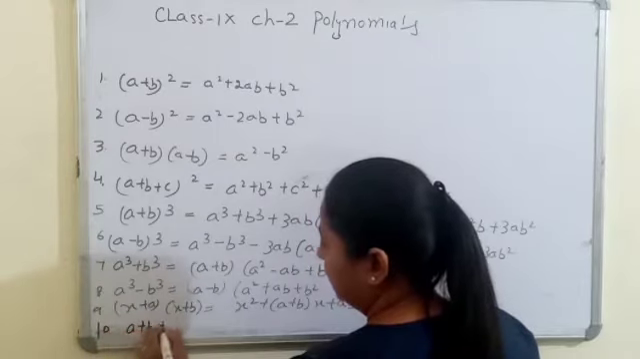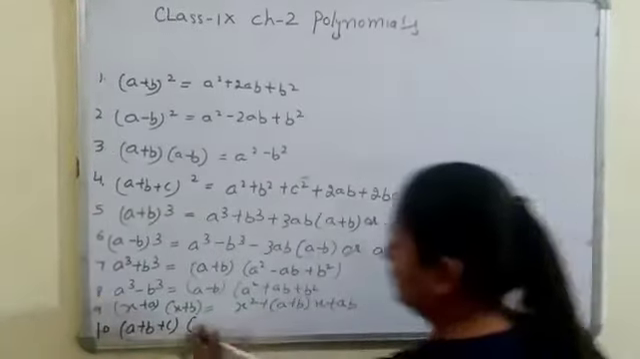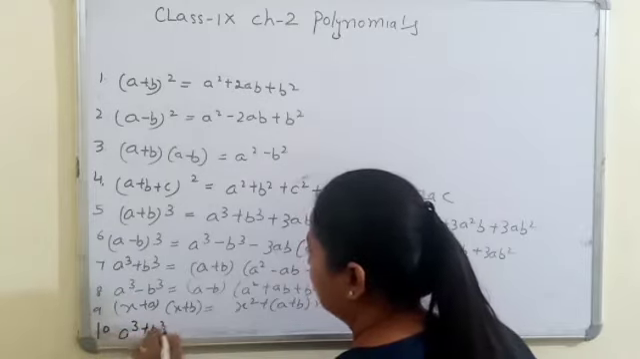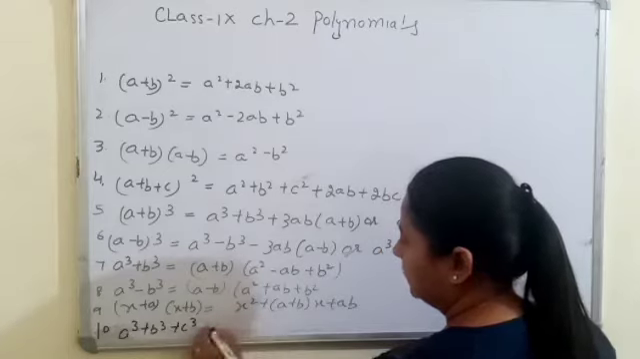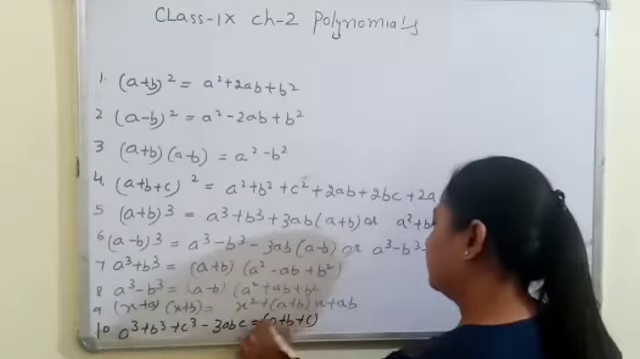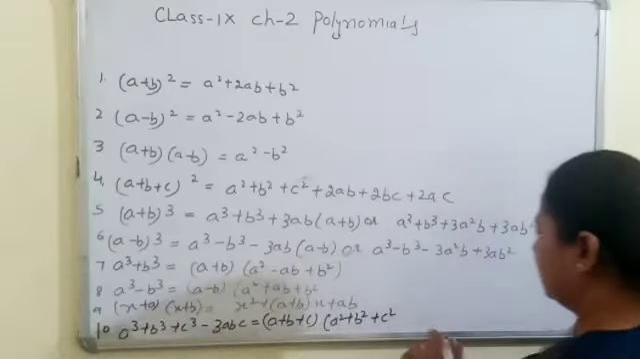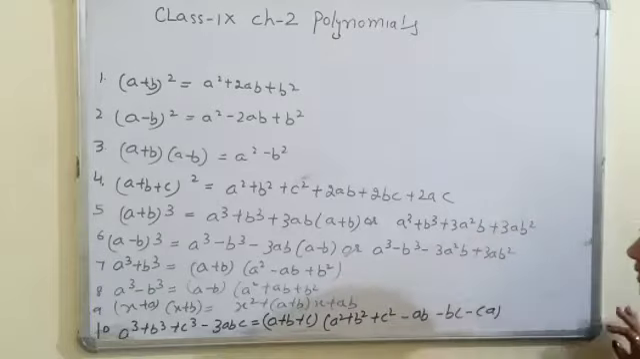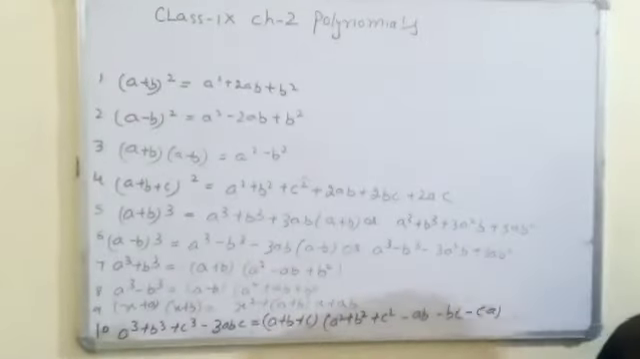a cube plus b cube plus c cube minus 3abc is equal to (a plus b plus c) into (a square plus b square plus c square minus ab minus bc minus ca). Now these are the 10 identities which you have to use in exercise 2.5.